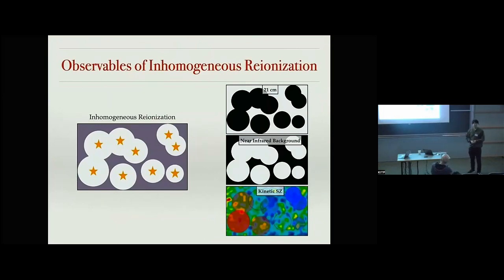has crucial information about the star formation physics we don't fully understand, and also it gets imprinted on various observables like 21 centimeter. The neutral part will emit 21 centimeter emission, and the bright part will emit H alpha, which gets redshifted to near infrared background today, and also the ionized bubbles will scatter some of the CMB photons, and while doing that, they will Doppler shift the CMB photons according to their peculiar velocity, thereby adding some small-scale temperature anisotropy in the CMB, which we call the kinetic Sunyaev-Zel'dovich effect.